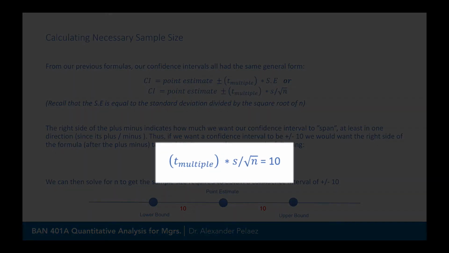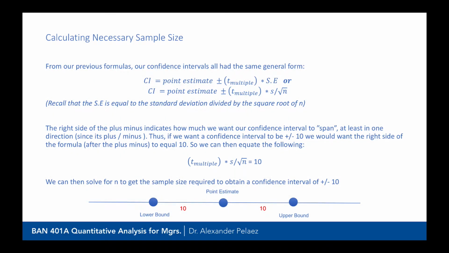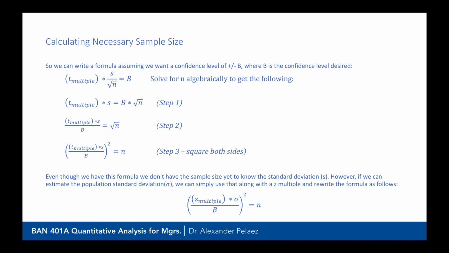T multiple times the standard error, which is denoted here as the sample standard deviation divided by the square root of n, equals 10. We can then solve for n to get an appropriate sample size. So this is a way for us to determine how much of a sample we need based on an estimated standard deviation. So let's say we want to write this out and we want to have a confidence level of plus or minus some letter b. We would take our formula, the t multiple times the sample standard deviation divided by the square root of n equals b.